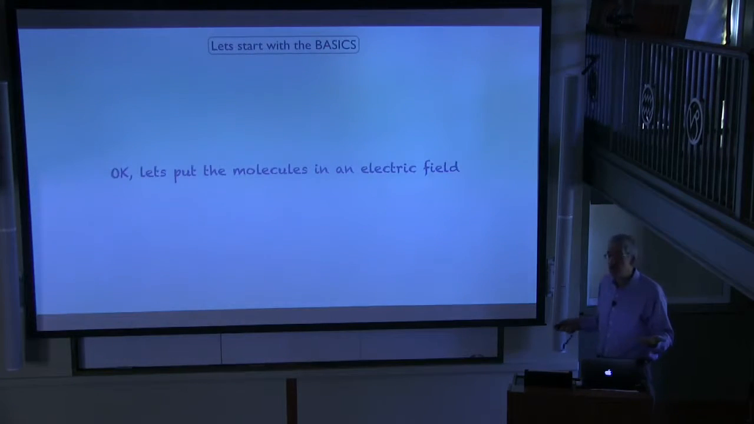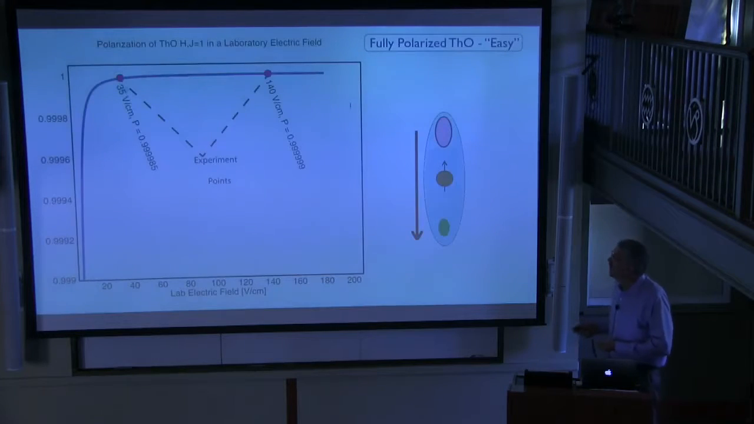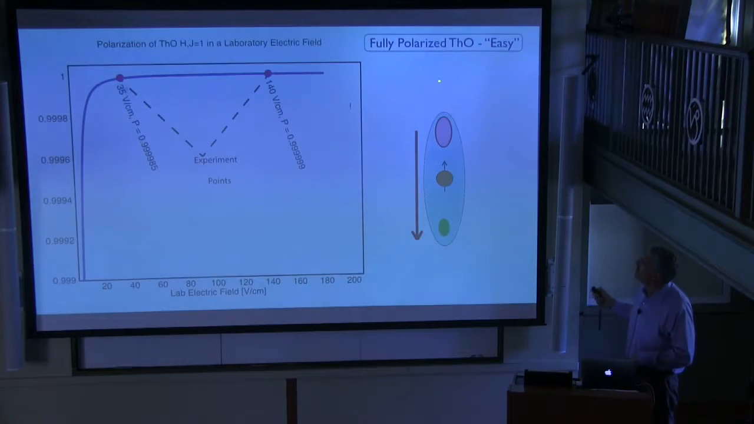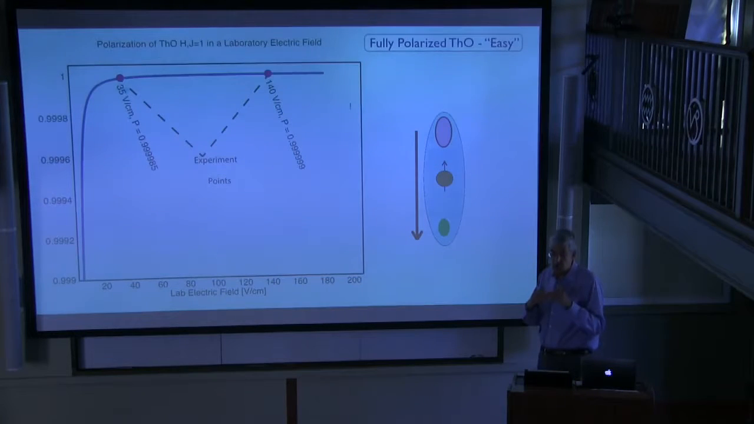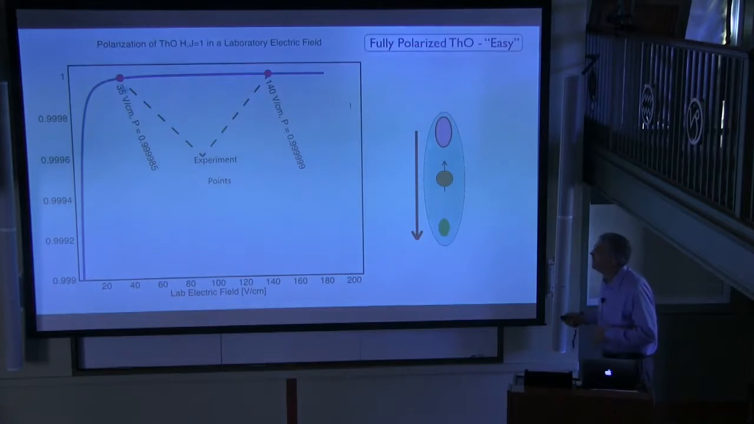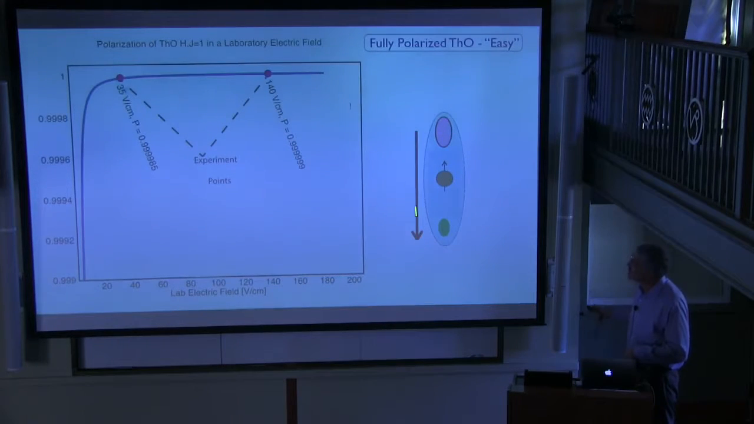We're going to take this molecule and put it in an electric field. What happens? Well, for thorium oxide, something very nice happens even at low electric fields. Here's the applied electric field, and this is the degree of polarization of the molecule. Because the molecule inherently has two very closely spaced opposite parity levels, even with small fields we can fully polarize it in the lab. So here's our fully polarized molecule. This red arrow is the applied electric field, and here's the electron sitting inside the molecule.